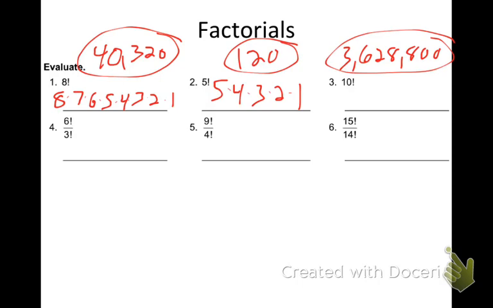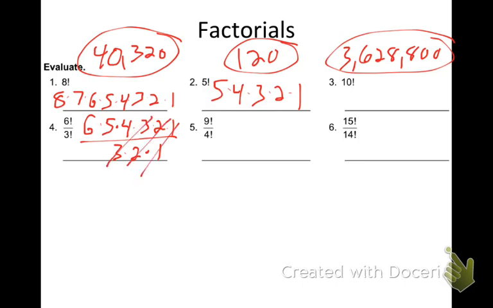Now, number 4, 6 factorial over 3 factorial. Don't do them both and divide them. Because what does 6 factorial mean? 6 times 5 times 4 times 3 times 2 times 1. What does 3 factorial mean? 3 times 2, not half. It means 3 times 2 times 1. What do you know, it cancels out?